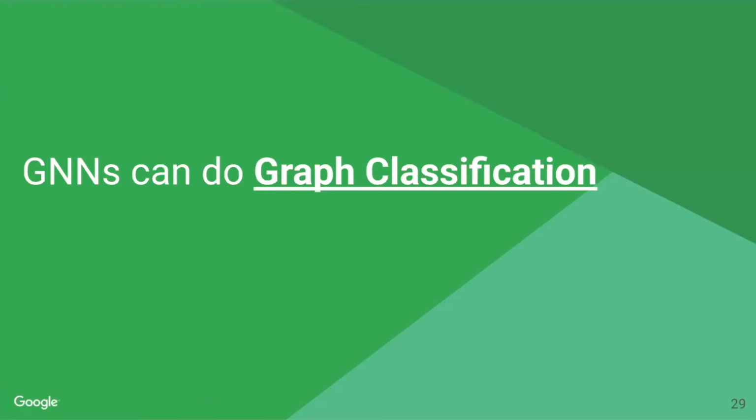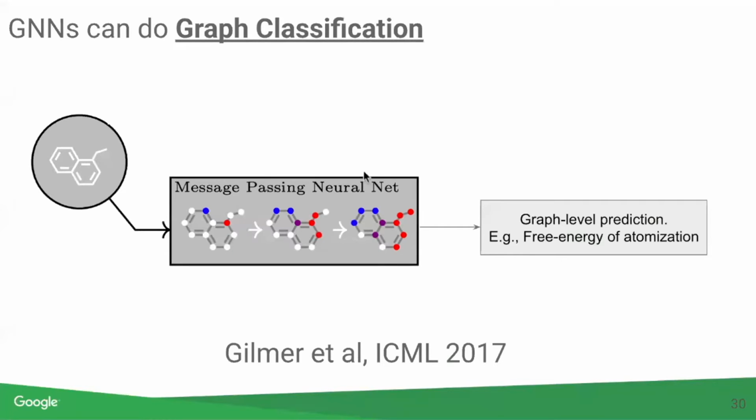Lastly, in the problems that we talk about, GNNs can do graph classification. Here, the problem is to process an entire graph and to emit a label for the entire graph. So for instance, if your entire graph was denoting a chemical molecule, maybe you're interested in running this molecule through a model, some message passing neural network, and then you want to predict some graph level information, such as how much energy you need to break up this molecule into individual atoms.